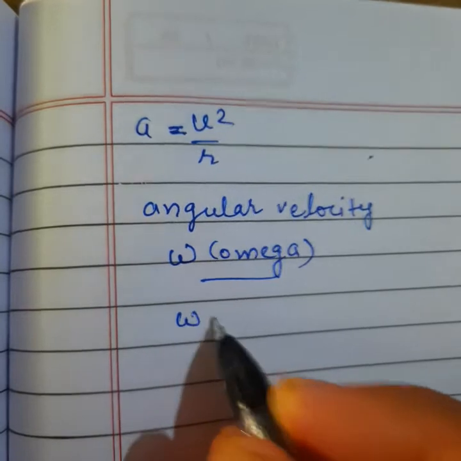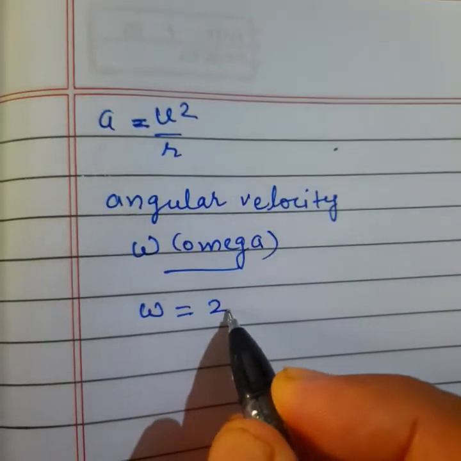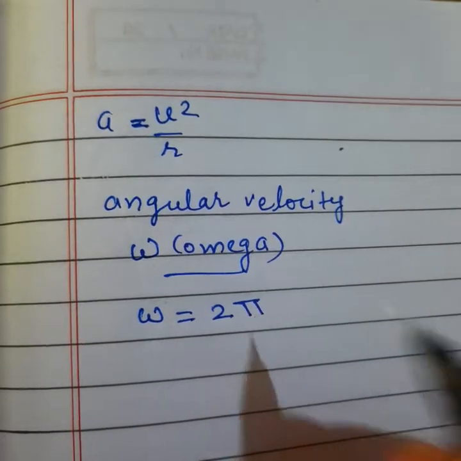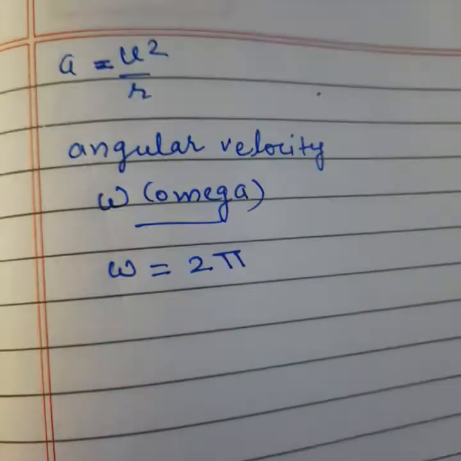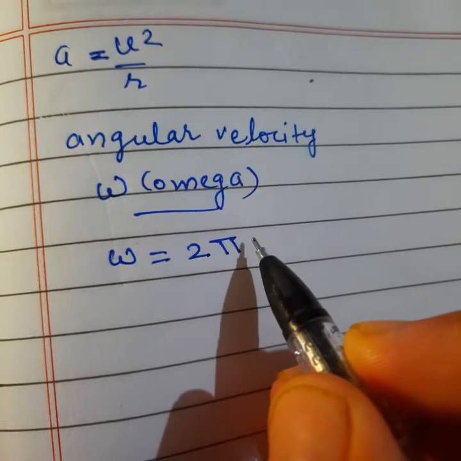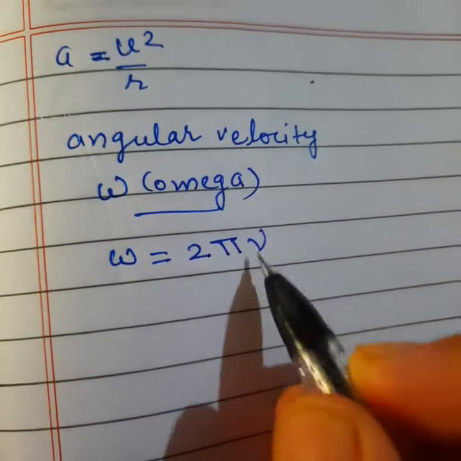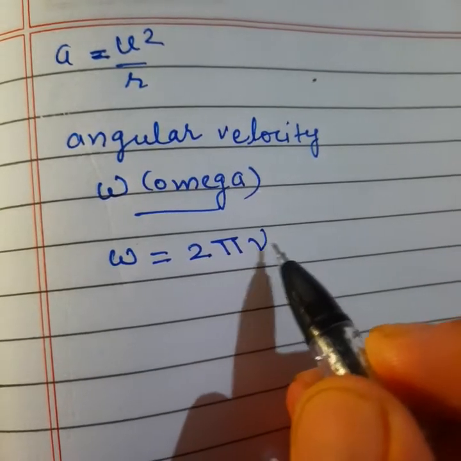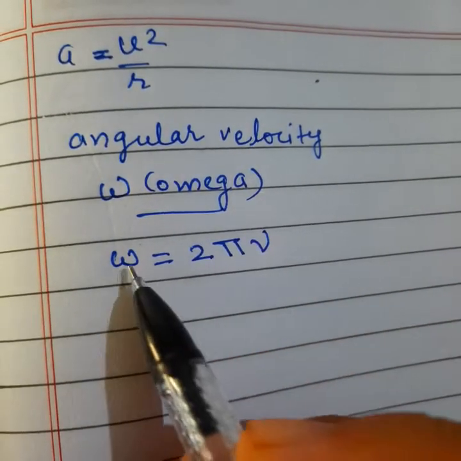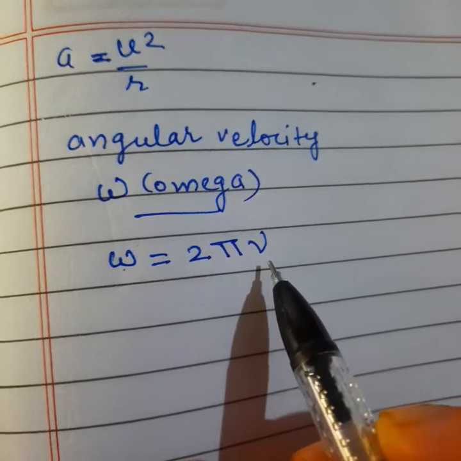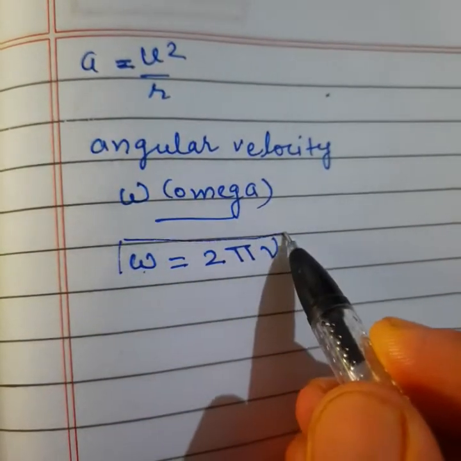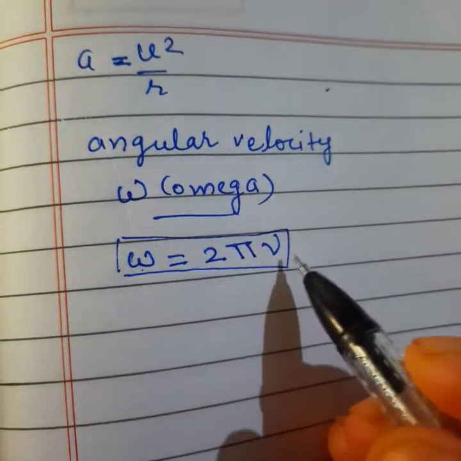Then angular velocity omega is equal to 2 pi nu, that is nu. This is what? Tell me, student. This is frequency, that is, omega is equal to 2 pi nu. So this is a main and basic formula. This formula also you have to learn, but this also is not in your syllabus.